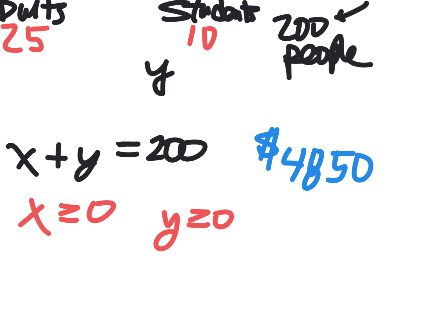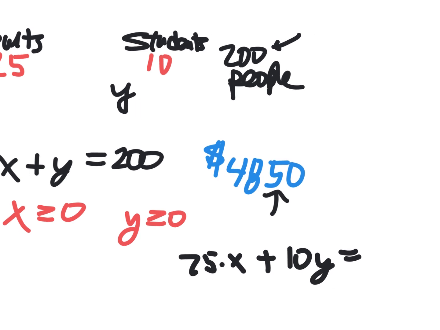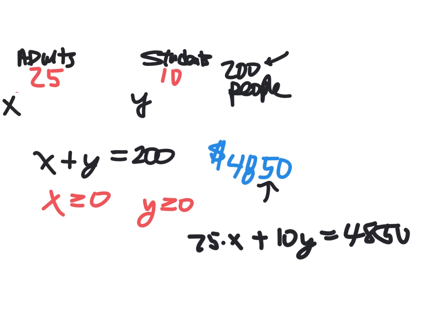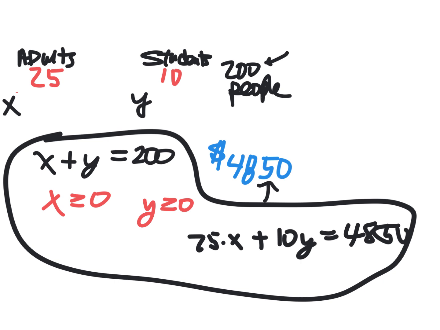All right, and then what's this 4850 number? Well, that's the one where you have to say 25 times X plus 10 for each Y is equal, in this case, to 4850. Who had the 1, 2, 3, 4 key equations right? Raise your hand if you did.